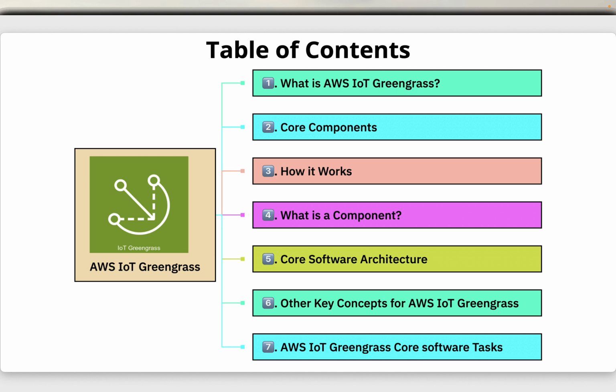So this lecture will contain all these topics. What is AWS IoT Greengrass? Core components, how it works, what is a component, core software architecture, other key concepts for AWS IoT Greengrass, AWS IoT Greengrass core software tasks.